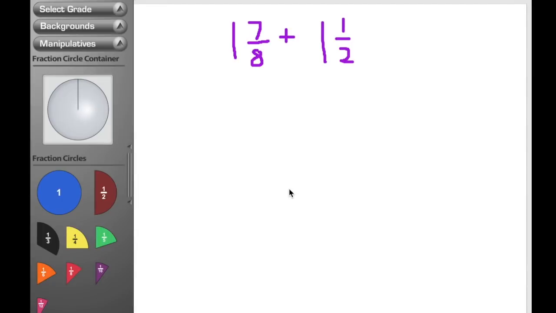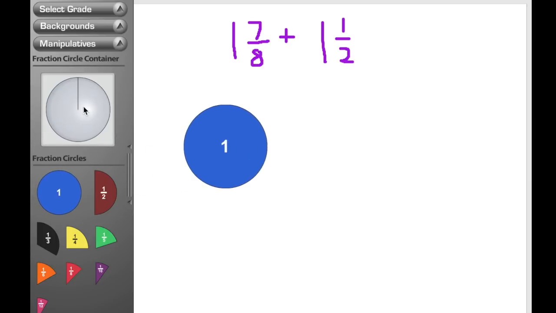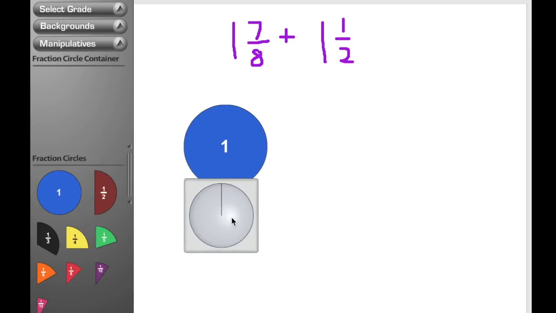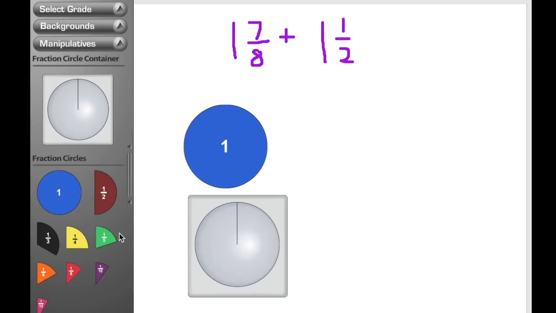We have a more challenging problem because we do not have the same denominator. Here we have eighths and over here a half. Let's start by illustrating this problem. Let me grab a circle. And I'm going to use this fraction circle container to help me organize my eighths. I need 7 of them.